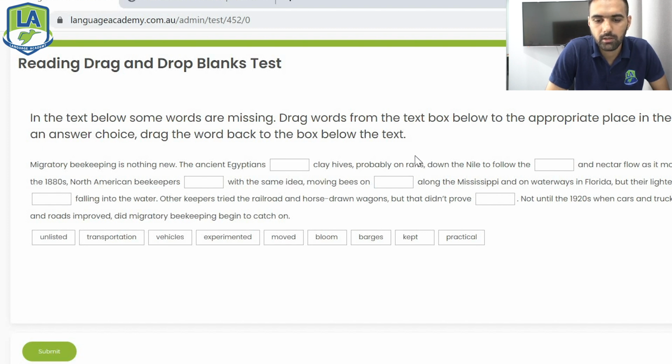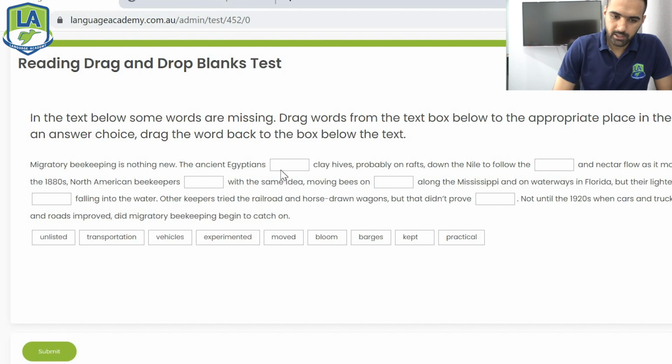which is used in the water to follow the dash and nectar flow as it moved towards Cairo. In the 1880s, North American beekeepers dash with the same idea, moving bees on dash along the Mississippi and on waterways in Florida, but their lighter wooden hives dash falling into the water.